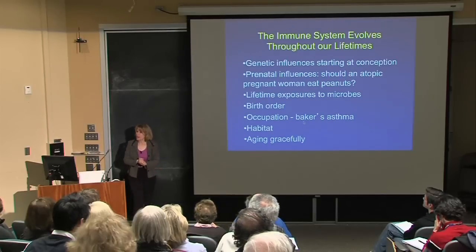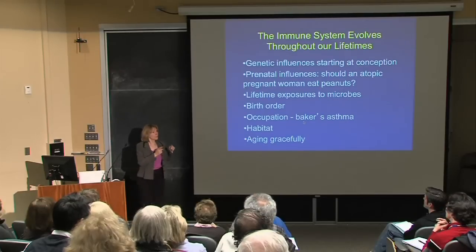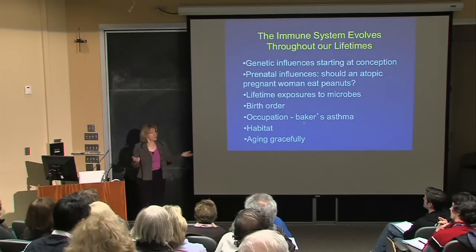Unless you're a baker, in which case you might be inhaling wheat flour, and if you have, say, grass allergy, you might develop asthma to wheat flour. Okay, so your occupation plays a role in how your immune system turns out. Where you live: I have a patient with a severe immune deficiency, but he almost never gets pneumococcal pneumonia or any of these other bugs that we pass around because he lives out in the Nevada desert and almost never sees anybody. So where you live makes a difference.